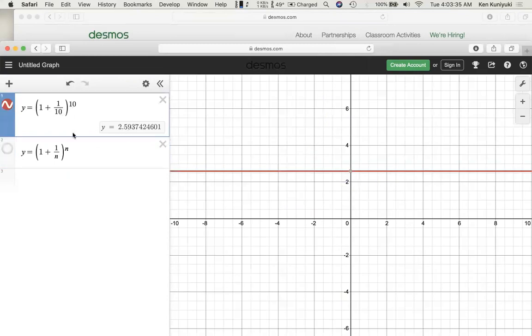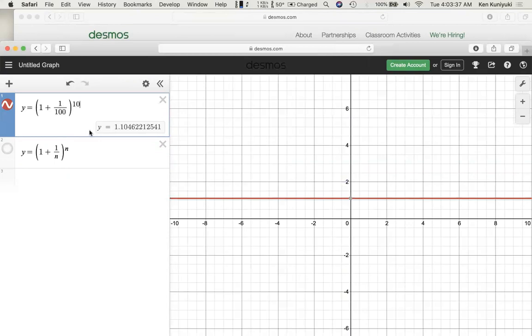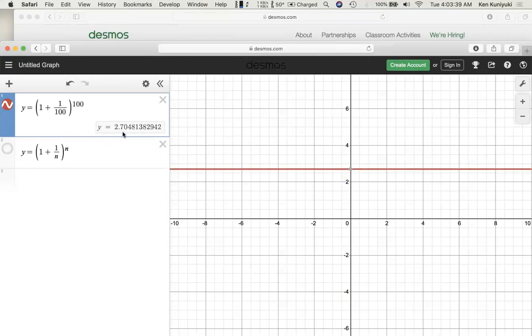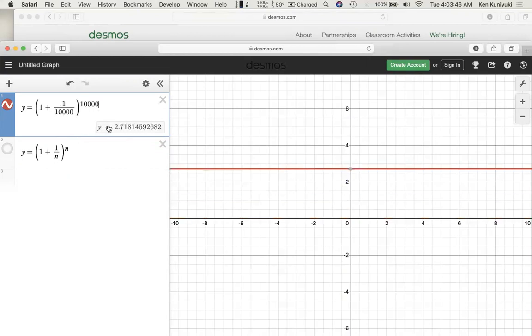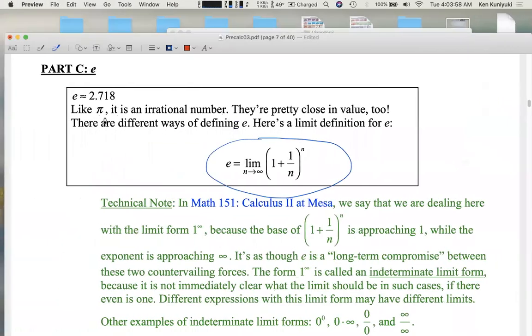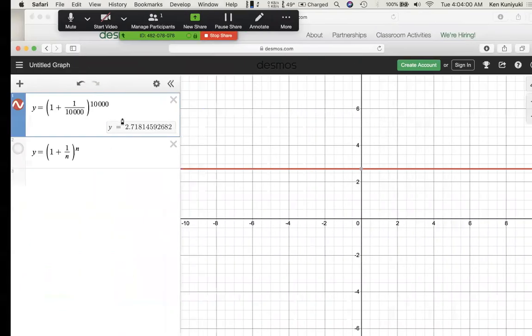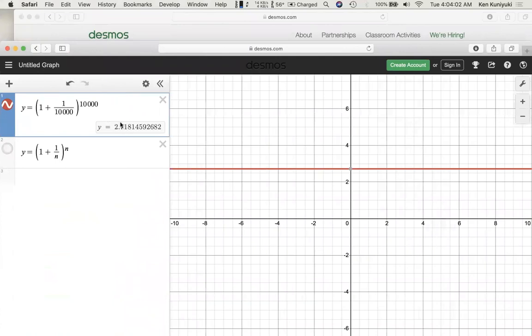What if we make n equals 100 here and here? About 2.7. How about 10,000 here and 10,000 there? All right, about 2.718. So this is very, very close to E. So if you let n approach infinity down here and up here, then this number here will approach E. Again, E is about 2.718. That's pretty much what we're getting here.